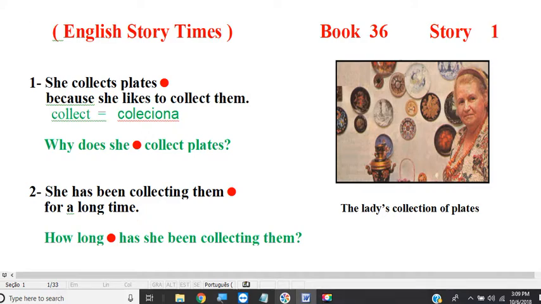She collects plates. She collects plates because she likes to collect them. Why does she collect plates? She collects plates because she likes to collect them.